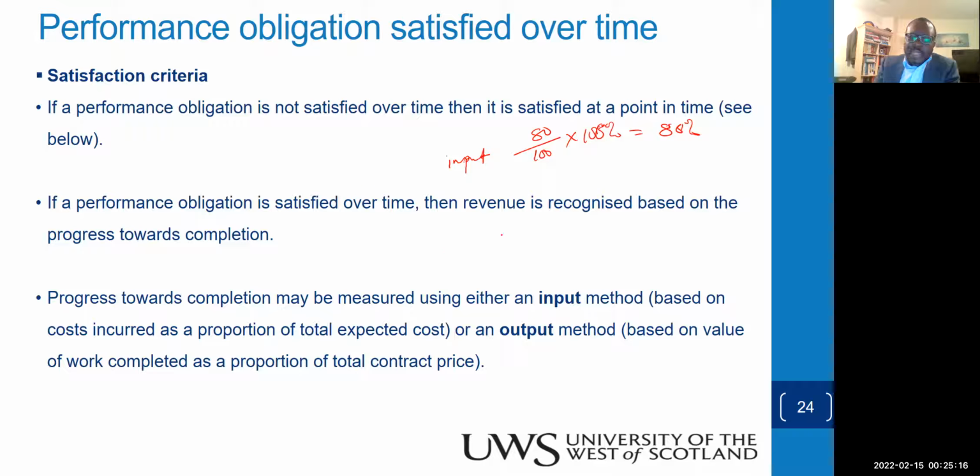And then we have the output method, which talks of how much of the work I have completed as a proportion of the total contract price. So I'm expected to receive, let's say, 100. That's the total contract price. But currently, I have received, let's say, 50 to signify the portion of work which I've completed. So 50 over the total contract price will give me the percentage that I have finished, which gives me a 50% progress, which I need to recognize.